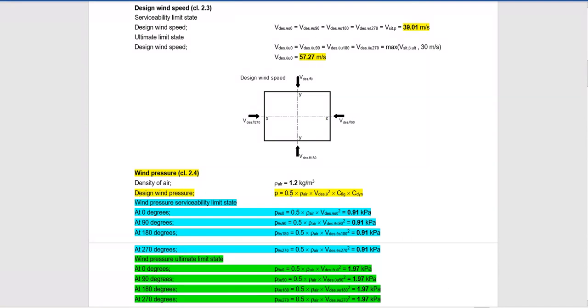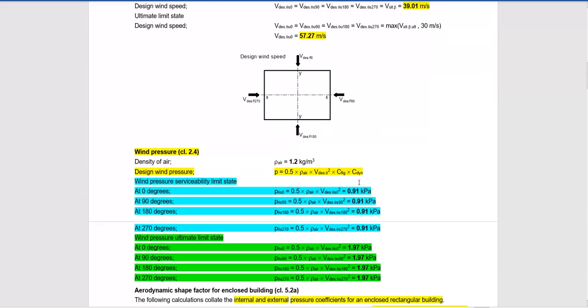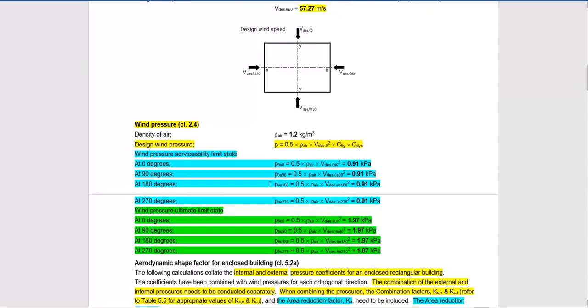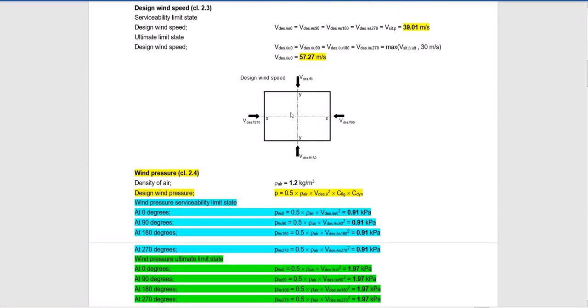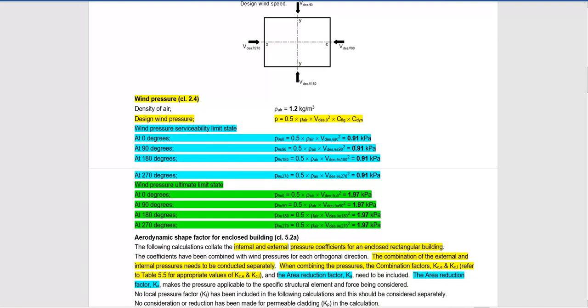Wind design pressure is equal to 0.5 times the density times the velocity squared, times Cp times C dynamic. Initially, I've got these values at every angle when the wind is coming: at 0 degrees, 90 degrees, 180 degrees, and 270 degrees. I've got these initial values times Cfic times C dynamics.